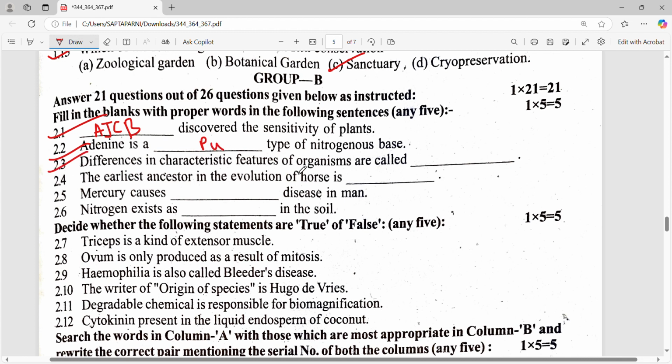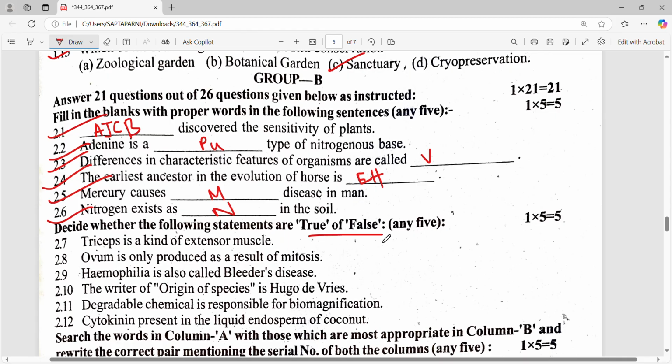Differences in the characteristic feature of the organism is known as variation. The earliest ancestor in the evolution of horse is called Eohippus. Next, mercury causes dash disease in man, Minamata disease. Nitrogen exists as nitrate salt in the soil.